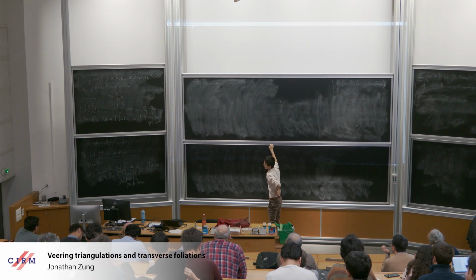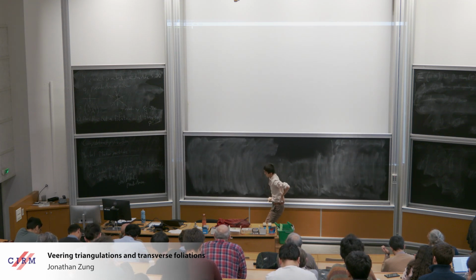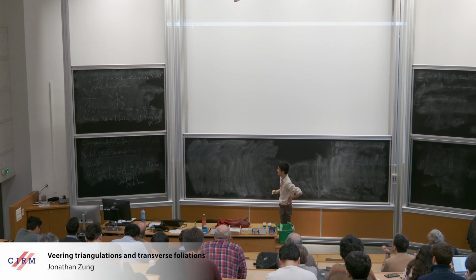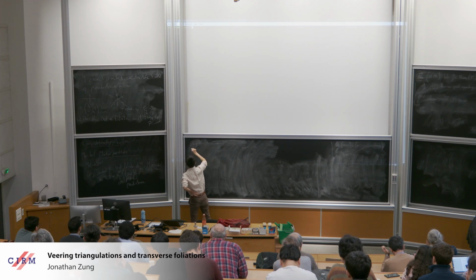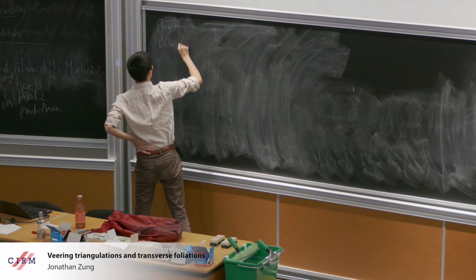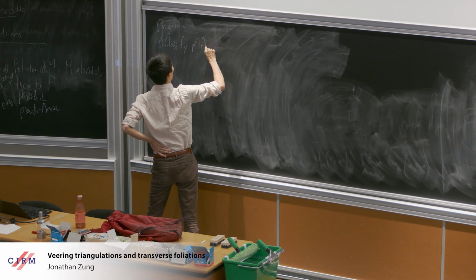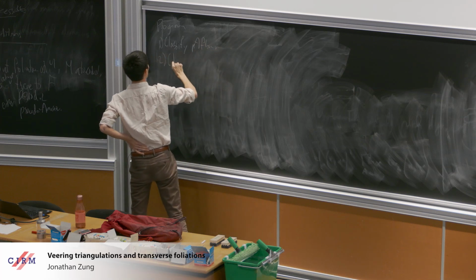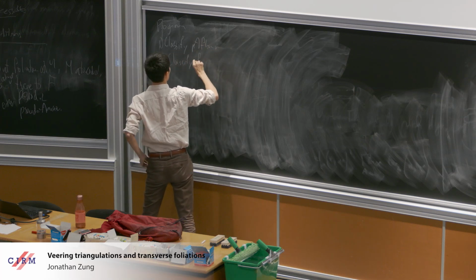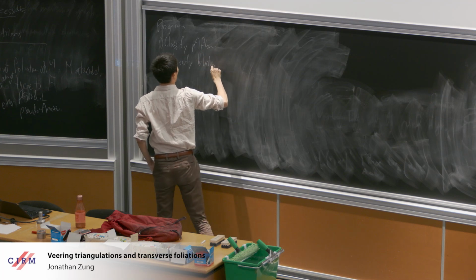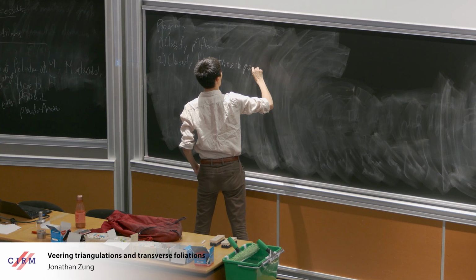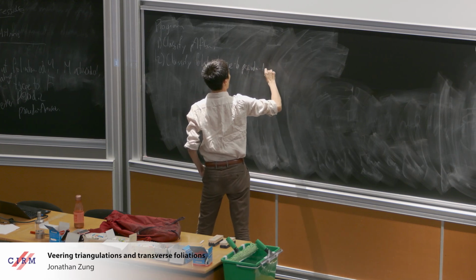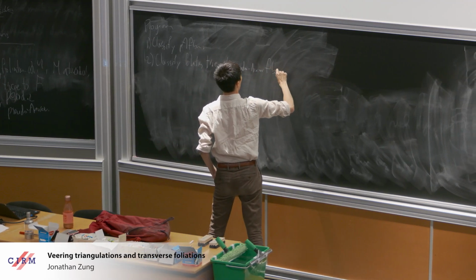So maybe if you sort of believe in this program, then one strategy to understand all the taut foliations on your manifold is to first classify the pseudo-Anosov flows, and then second, classify the foliations transverse to the pseudo-Anosov flows.